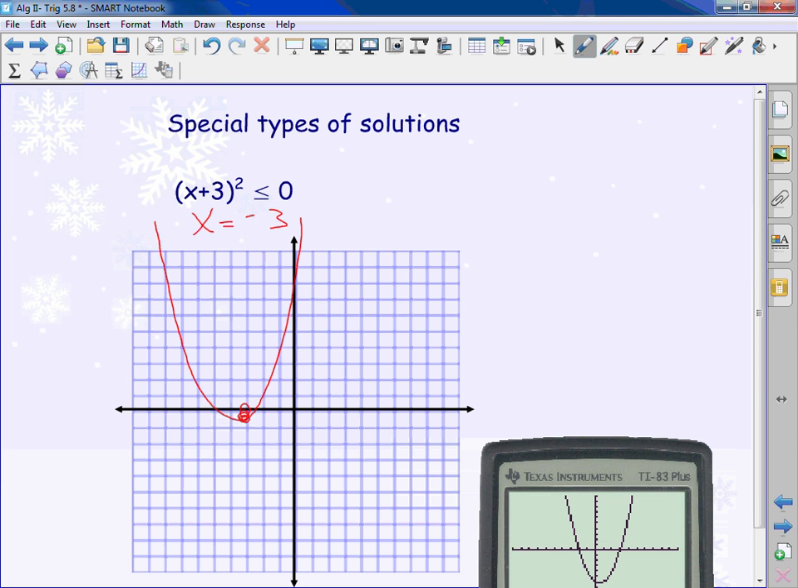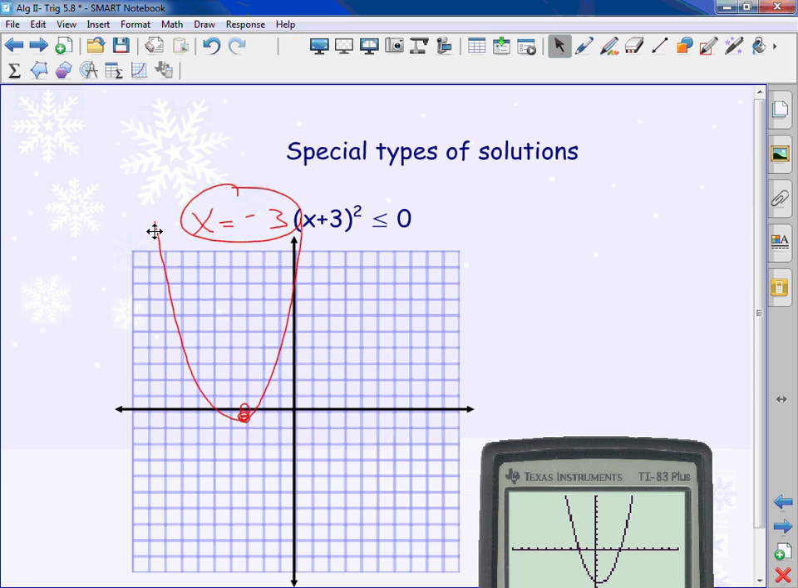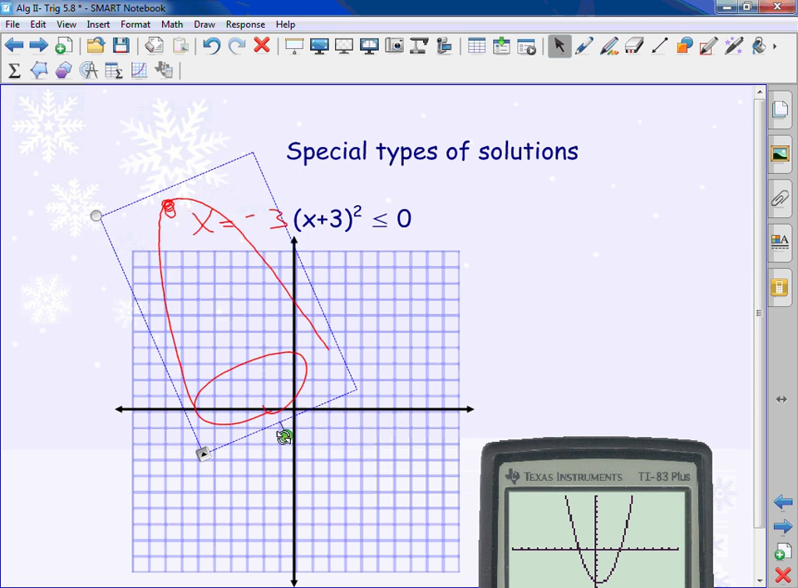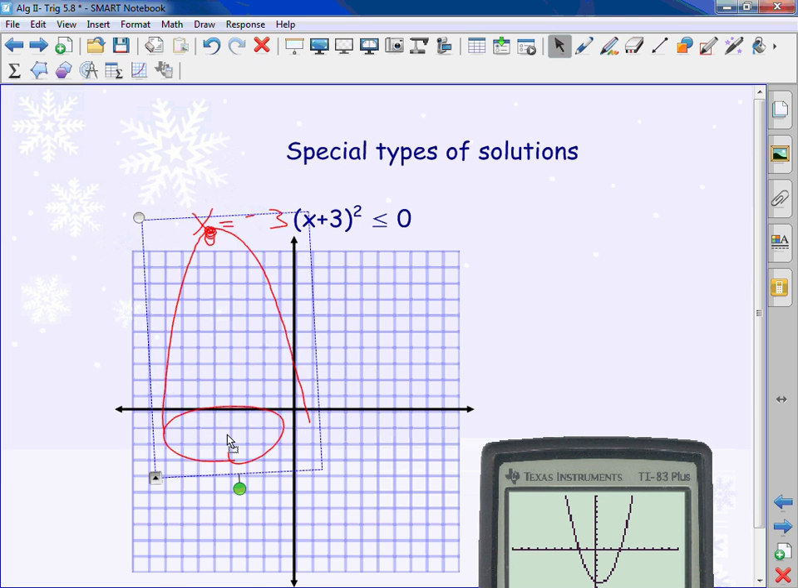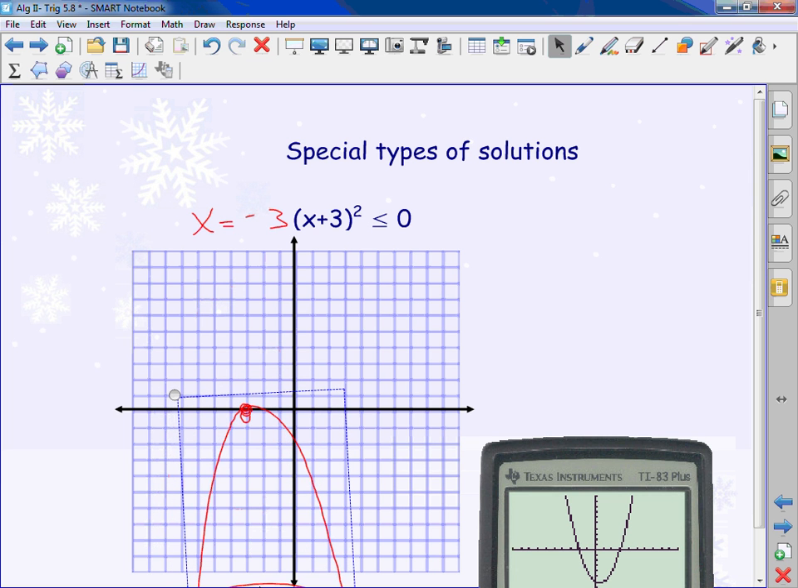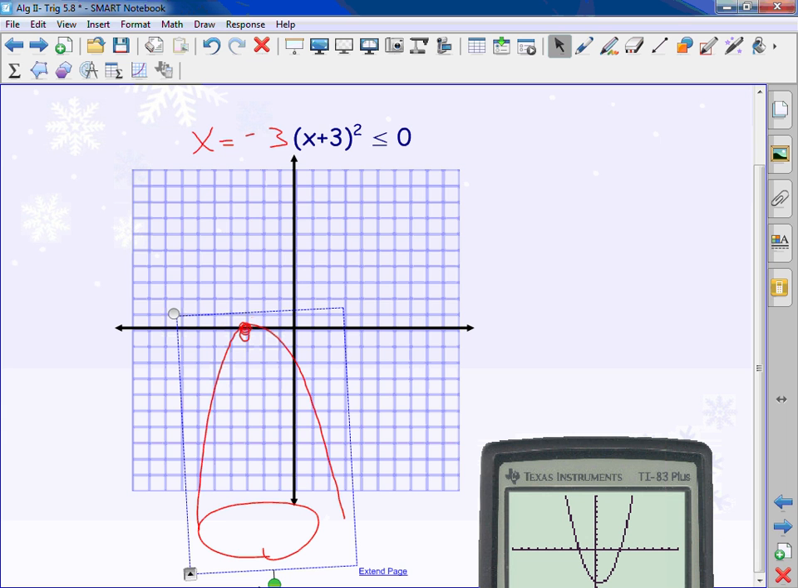Well, it's not being less than or equal to 0 once. Where? At. That's it. This one's different. It's only at one point. But if that was a negative, that would actually take this graph and flip it. And then it would be all real numbers. Negatives are real numbers.